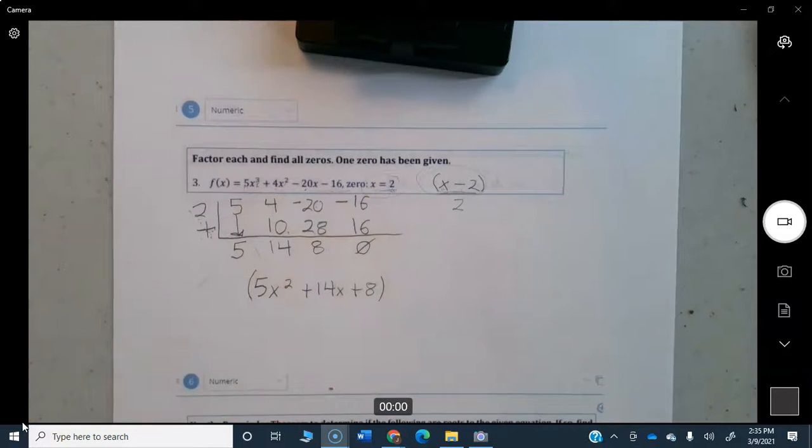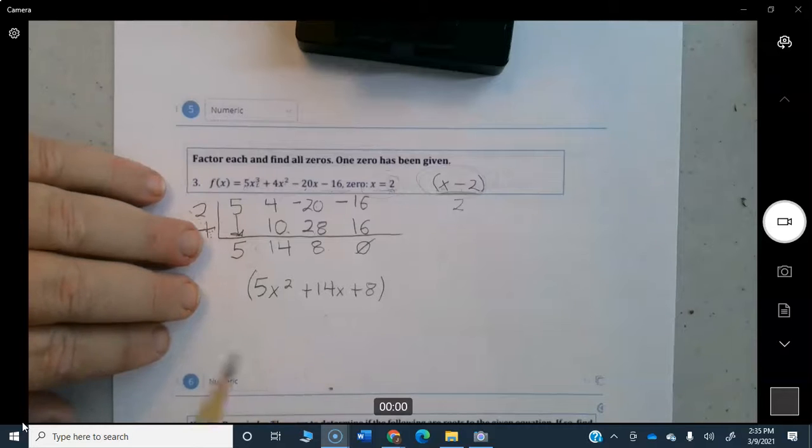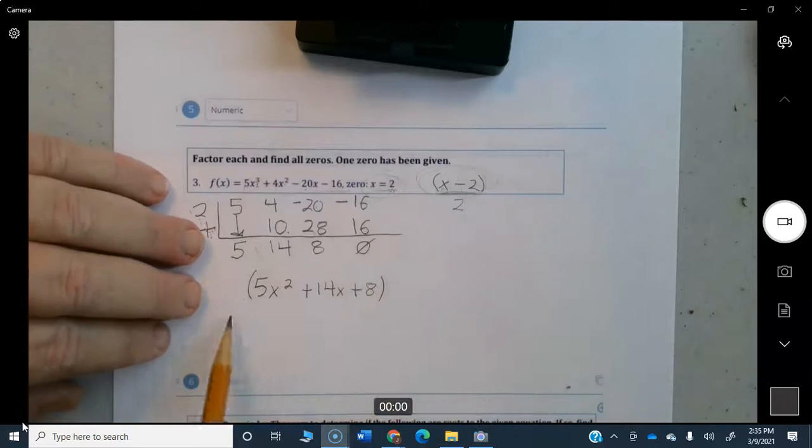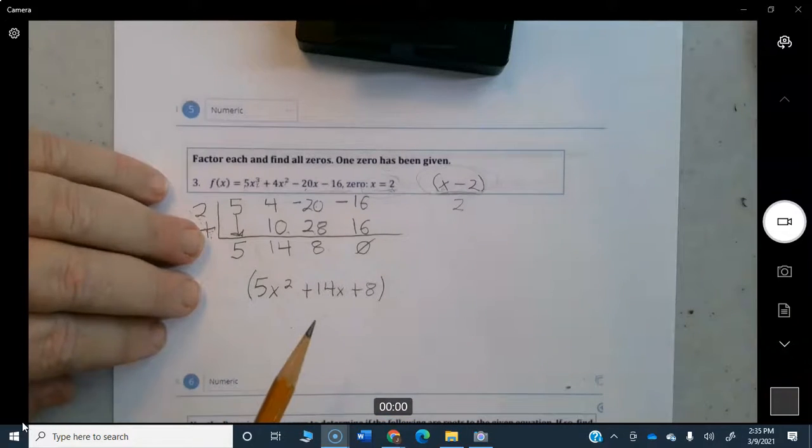That'll just confuse the issue. So let's just take this, okay? We'll deal with that at the end. So now we're going to see if this factors, all right?